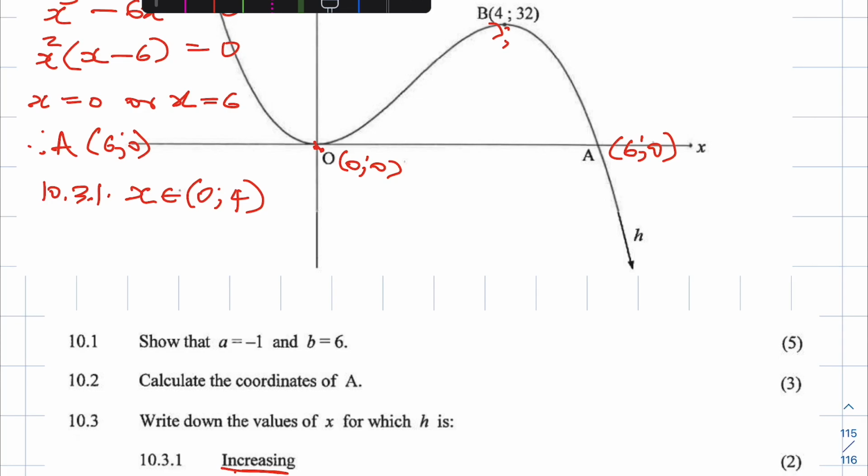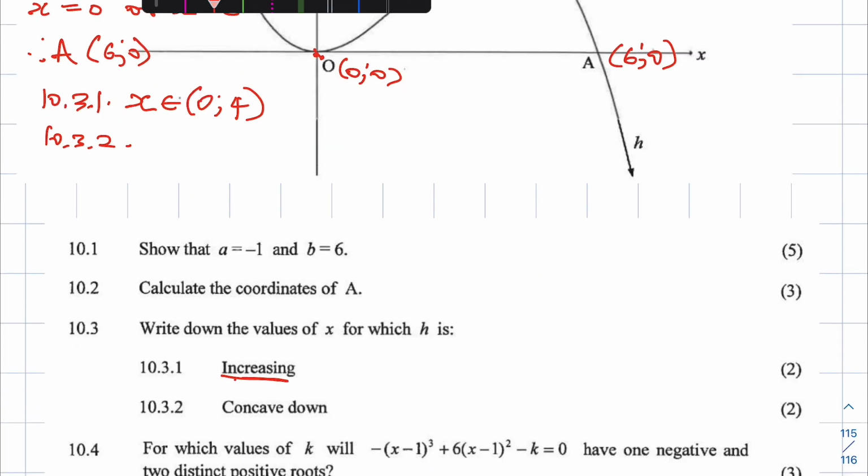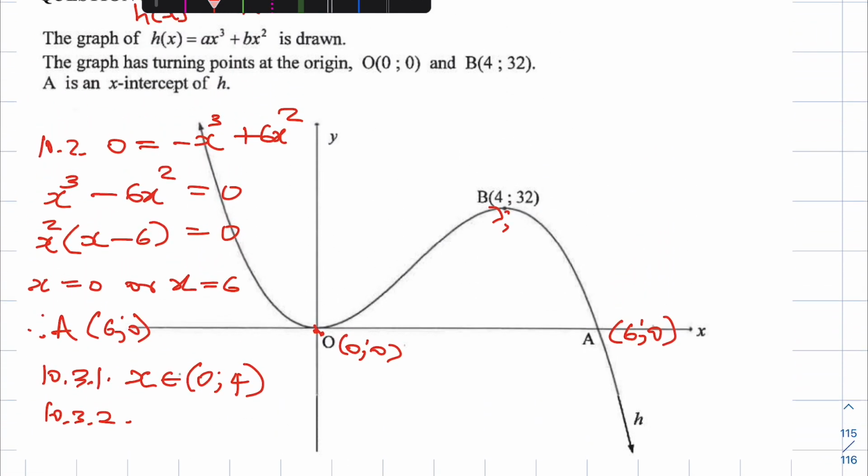Question 10.3.2. They're asking for the values of x for which the function is concave down. So where is this concave down?